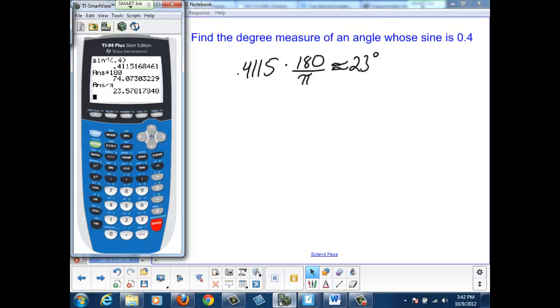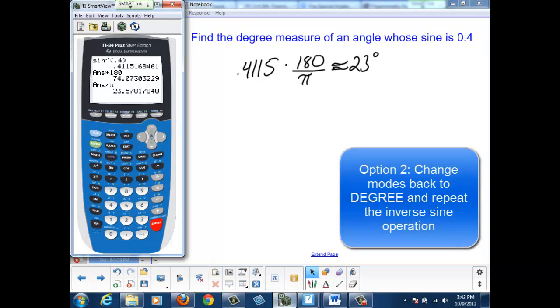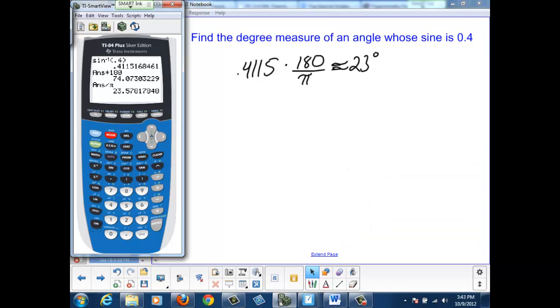Another option would be simply to take the inverse sine of 0.4 in degree mode. So I go in and I change my mode. And I can go back and ask for the inverse sine once again, and I get the same answer.